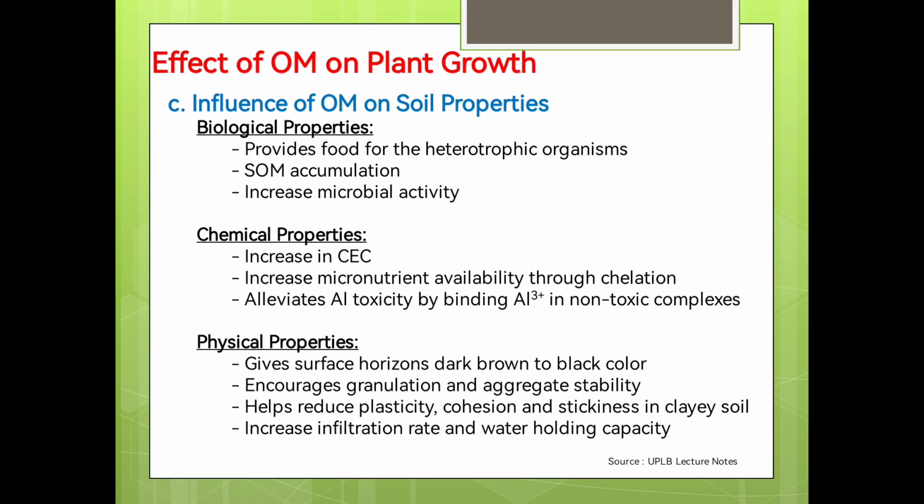And it has an influence on soil properties. So for biological properties, organic matter provides food for the heterotrophic organisms. It accumulates soil organic matter and it increases microbial activity. For chemical properties, it increases the cation exchange capacity of the soil. It increases micronutrient availability through chelation. And it alleviates aluminum toxicity by binding aluminum in non-toxic complexes.